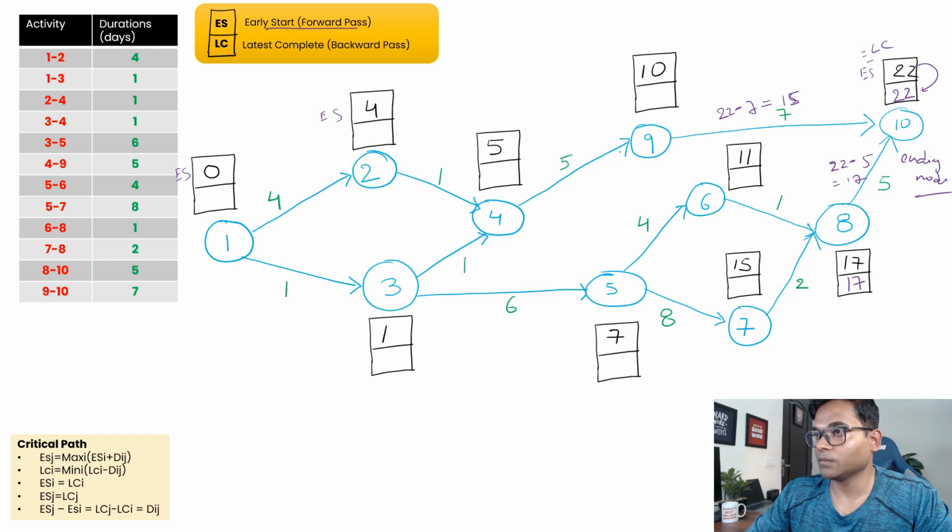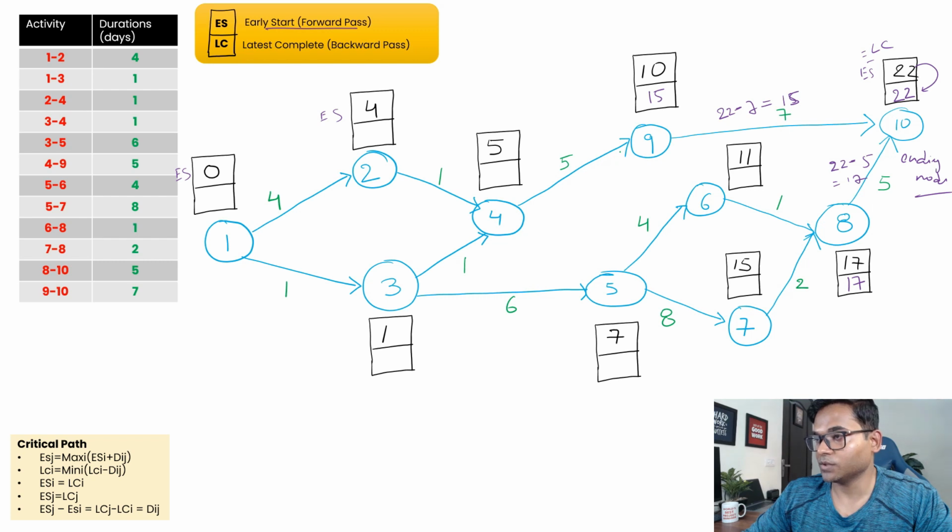So this means the late completion is 15. Now remember there were no other nodes, so we don't have to check the two times number of other rows, so it is 15 and then there is just 17. Now when we come to this node 6 and 7, remember we have already calculated the 17.